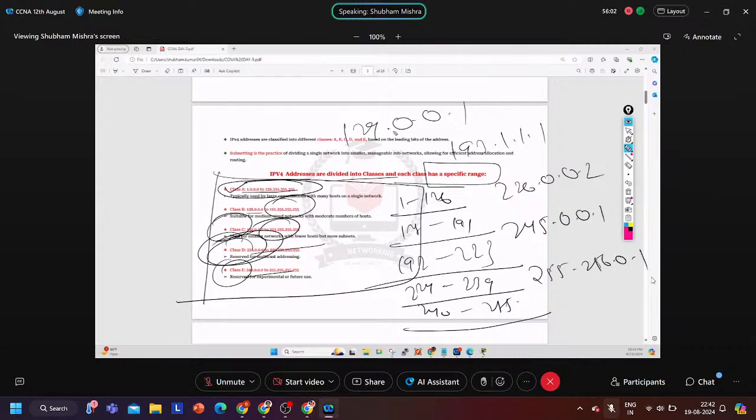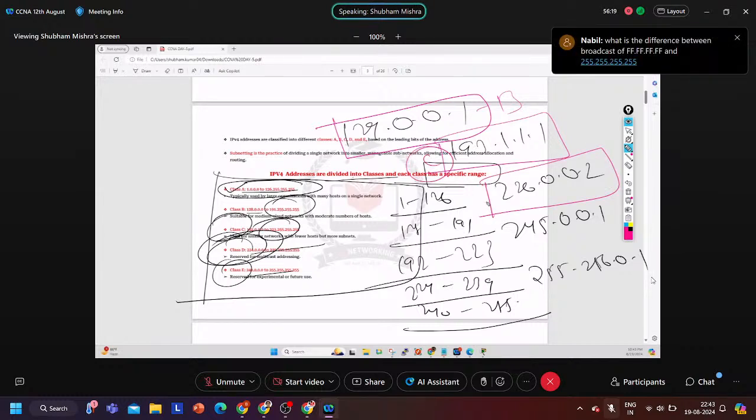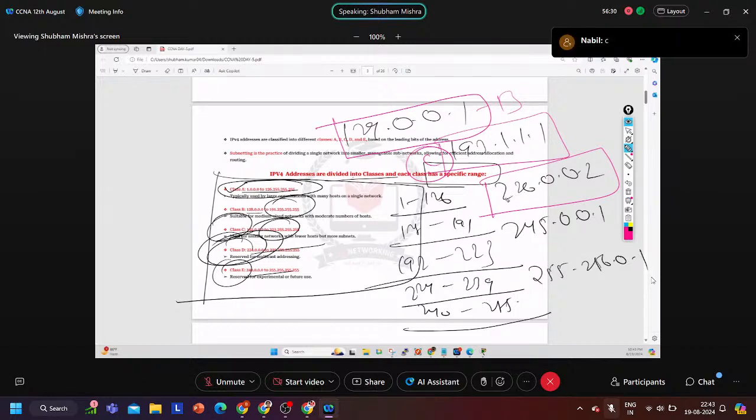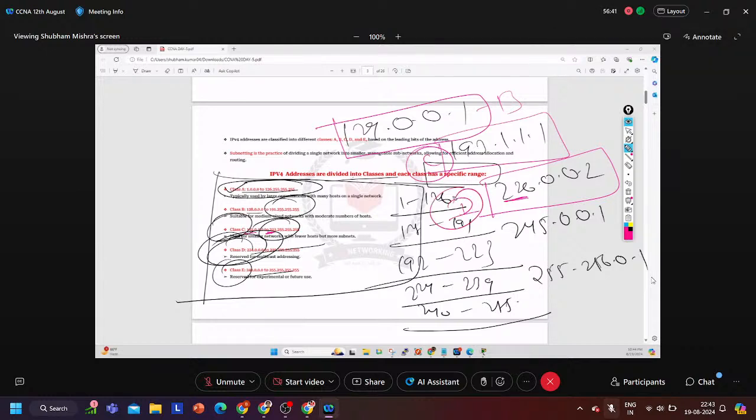Saeed, tell me, this IP address belongs to which class? Class B. Class B. Rahul, this IP address belongs to which class? Class C, sir. Nabil, this IP address belongs to which class? Class C. No. What is the range of class C? 192 to 223. And here it is 226. Yes, class D.